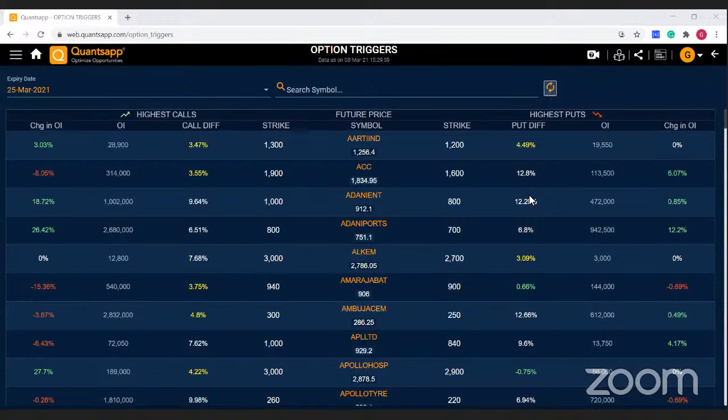So I hope we are all clear with the option trigger tool, and this was just a way of looking at the data-driven approach to trading, how you can find these stocks, and how you can look into the option writers' positions.